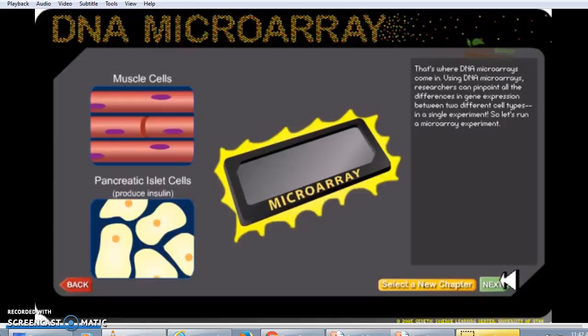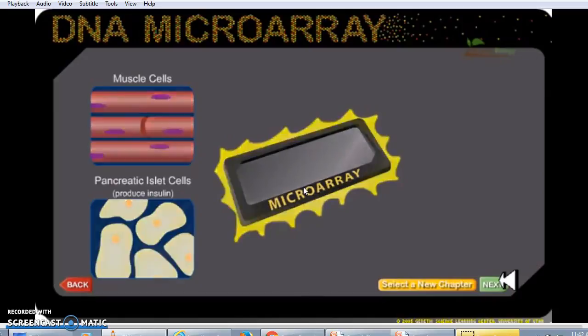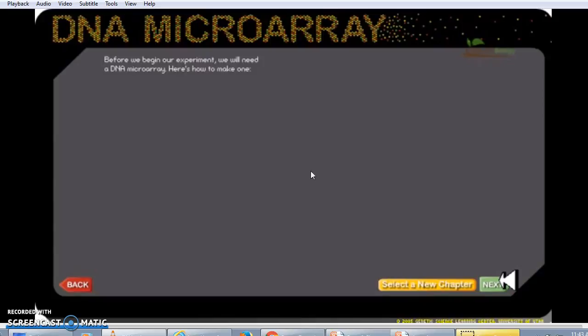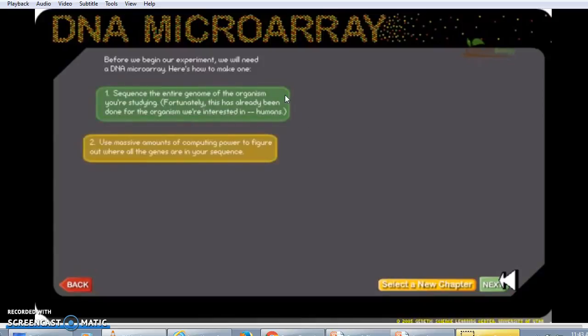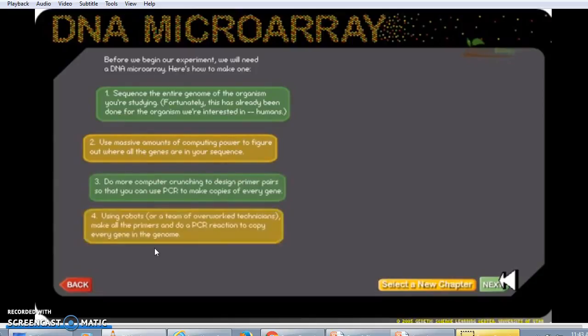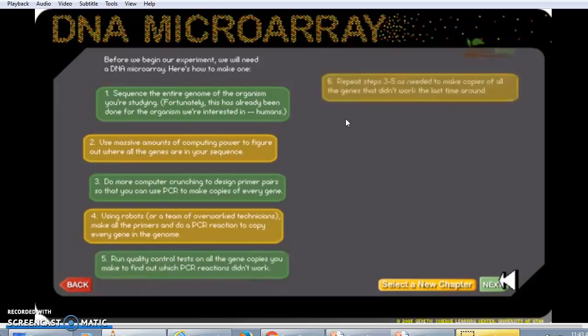This is the microarray, the DNA microarray slide. Here you are differentiating the muscle cells from the pancreatic cells. This DNA microarray contains holes, and those holes will be filled with the DNA strands. So these are all the steps that are involved in the DNA microarray technique.